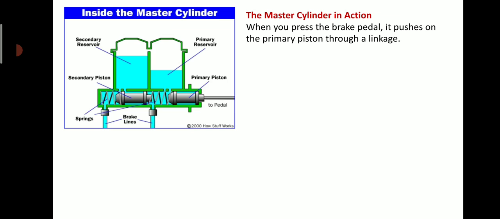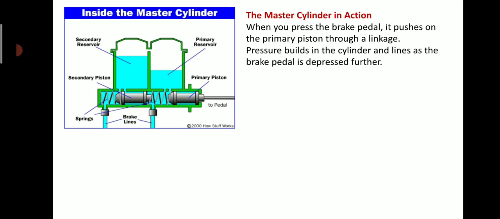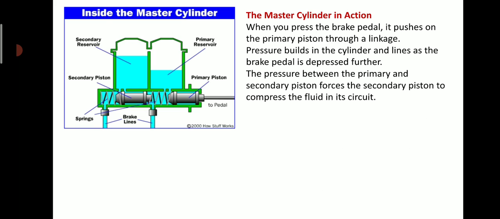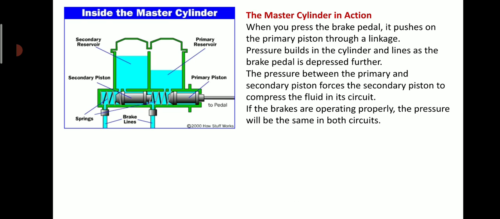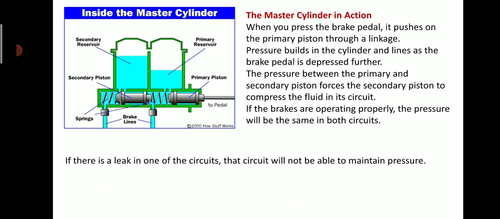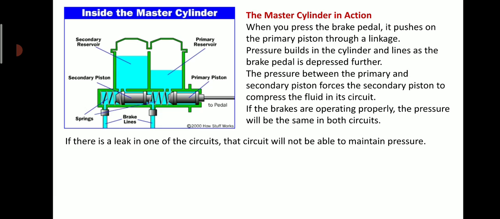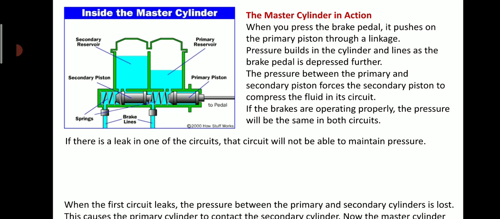When you press the brake pedal, it pushes on the primary piston through the linkage. Pressure builds in the cylinder and lines as the brake pedal is depressed further. The pressure between the primary and secondary piston forces the secondary piston to compress the fluid in its circuit. If the brakes are operating properly, the pressure will be the same in both circuits. If there is a leak in one of the circuits, that circuit will not be able to maintain pressure.